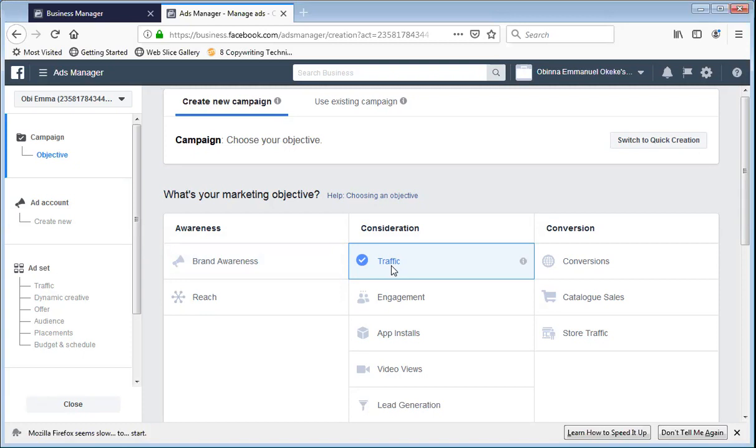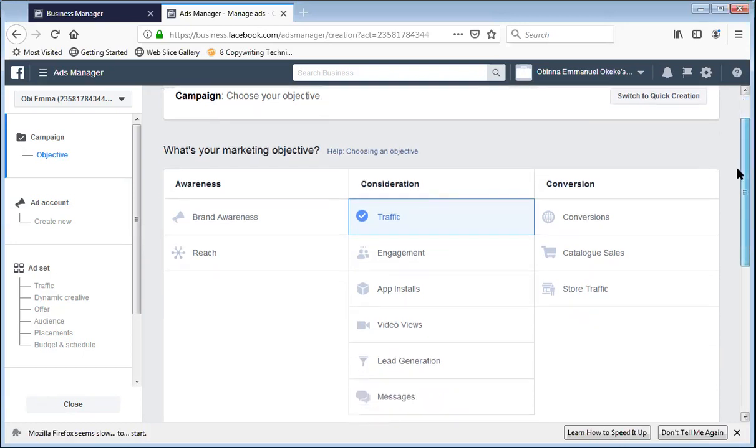As a matter of fact, I wouldn't suggest you do that, because Facebook, like I said in one of the videos, wants their audience to have a quality experience on their platform. They don't just want you to come and sell to their audience. They want you to give them value upfront, then you can sell to them, okay? So that's traffic objective. Another objective you could use is engagement.